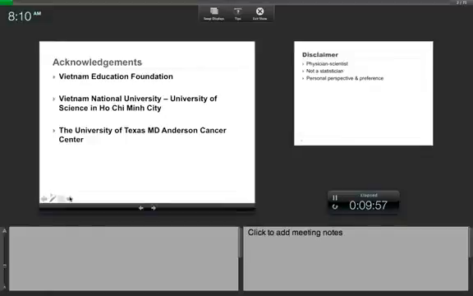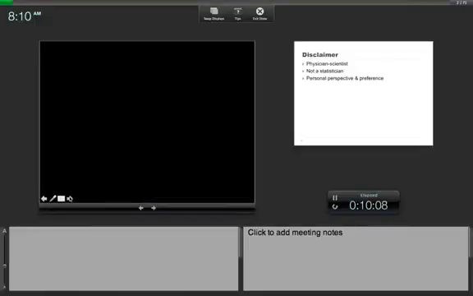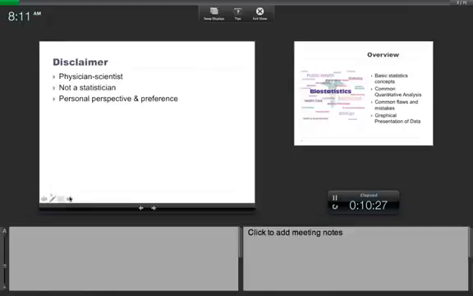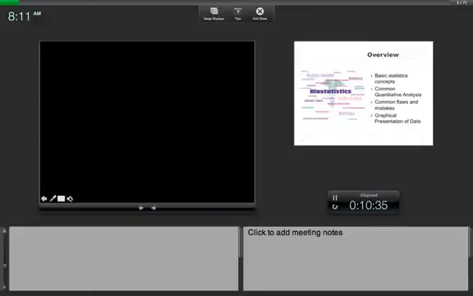Okay. So, in the acknowledgement, we would like to acknowledge the VNU Education Foundation for the funding to make this happen. And thank the cooperation of the VNU and the University of Sciences in Ho Chi Minh City, and of course, thank our support from our parent institution. So as a disclaimer, I am a physician scientist and not a statistician, and I'm just giving you the perspective and preferences.